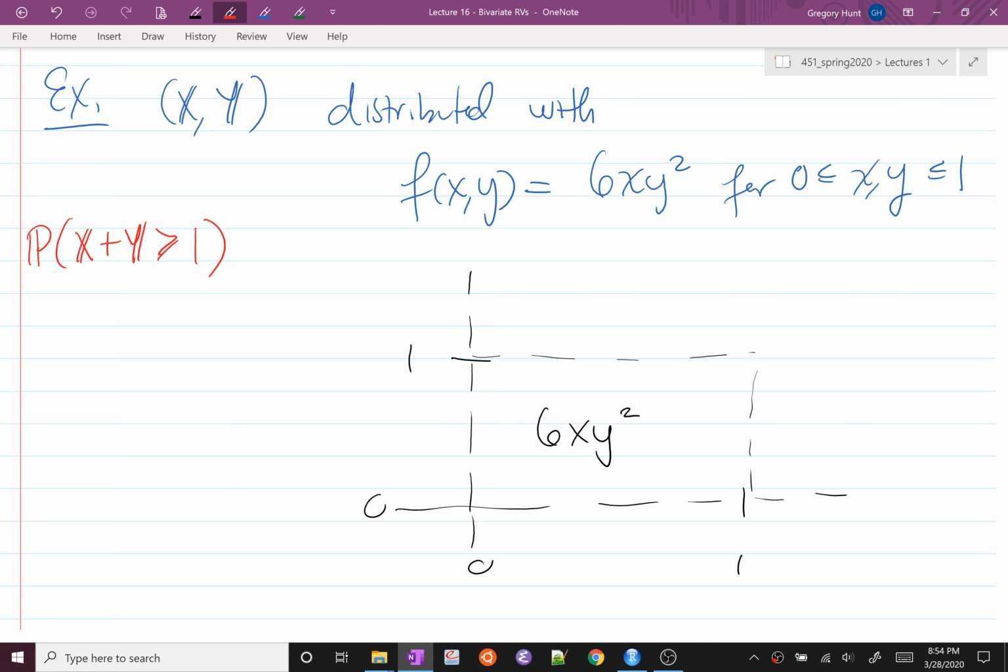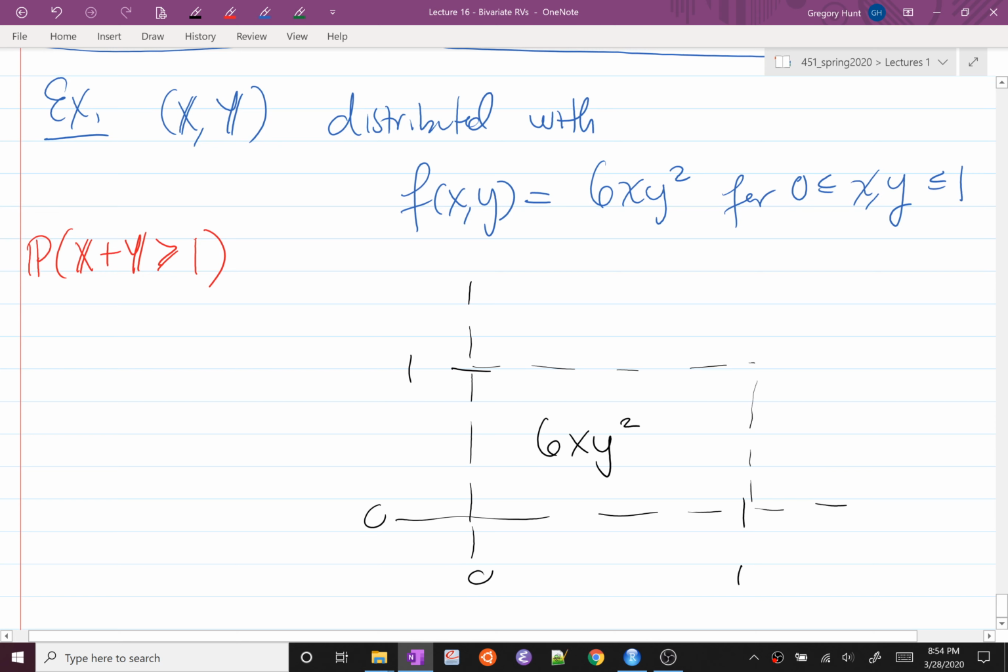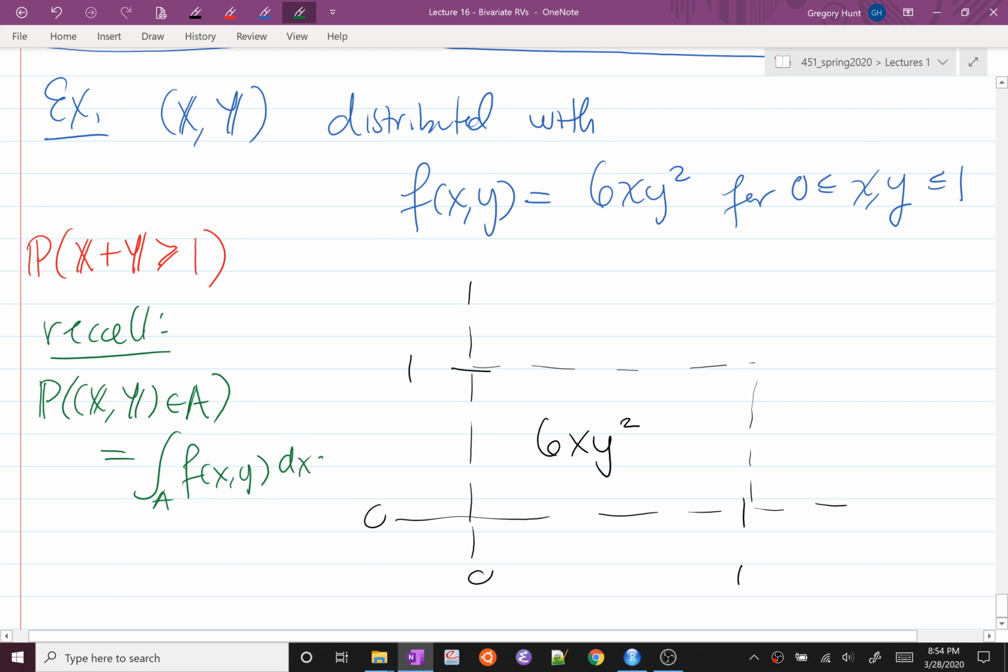That's my PDF, right? Now, recall that just like in the univariate case, if I want the probability that my bivariate is in some set A, all I have to do is integrate the joint PDF over that set A. Now it's a double integral with respect to x and y, but I just have to figure out what the region A is, and then integrate my PDF over it. I've given you the PDF, so what remains is to figure out the area.